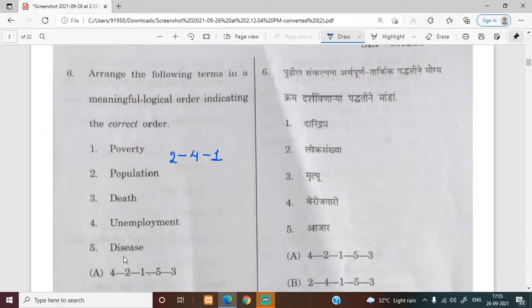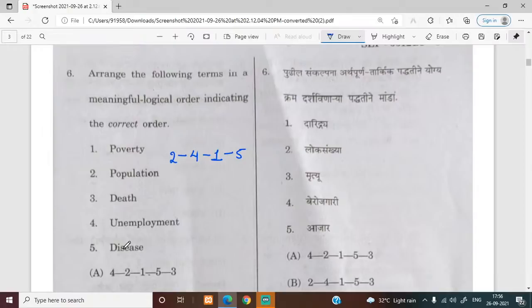Poverty is what means people are not having money, they are poor. So here one will come again. If people are poor, then what will be the problem? There will be the problem of disease. Why disease? Because if people do not have proper houses or toilets, they go out for sanitation, or if they do not take proper nutrition, they will fall sick, right?